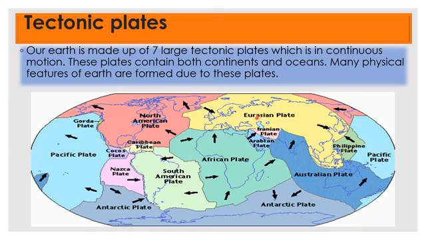Many physical features of earth are formed due to these plates. So the 7 large tectonic plates of our world are: first, the African plate, you can see in green. Second, the Australian plate, you can see in blue. Third, the Eurasian plate, yellow in color. Fourth, the North American plate, you can see in peach color. Fifth, the Pacific plate, light blue in color. Sixth, the South American plate, you can see in light green color. And seventh is the Antarctic plate.